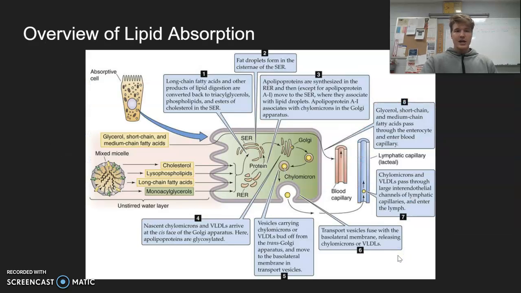And then on this last slide, I include just an overview of things. I thought this was a really good image, and I normally don't include images as my final slide, but I just thought this is a really good summary. It shows cholesterol, lysophospholipids, long-chain fatty acids, and monoglycerides, and how they all enter into the cell. We see the endoplasmic reticulum making chylomicrons. We see the modifications. We see the exocytosis of the chylomicron, and then the entry into the lymphatic system. And then additionally, we see the glycerol and short and medium fatty acid chains, those that are less than 10 carbon atoms in length, making it directly into the bloodstream.